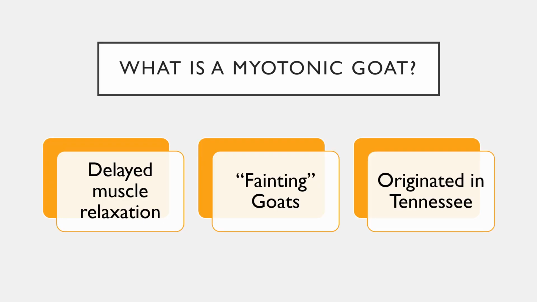It is a goat with a condition characterized by a delayed muscle relaxation after a voluntary contraction. These goats are often referred to as the fainting goats because their legs stiffen for a short period of time, approximately 5 to 20 seconds. It varies in severity. And this causes the goat to fall to its side with its legs still locked out, but the goat is still conscious, so they're not actually fainting. This originated in Tennessee and was discovered in the 1880s.